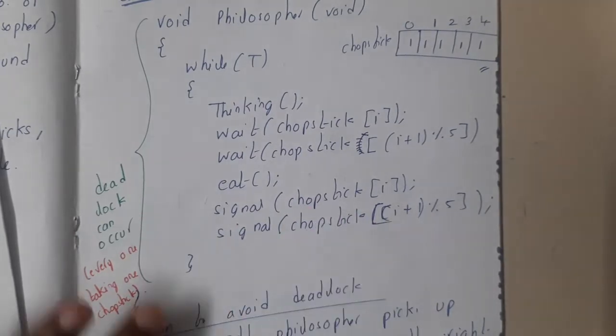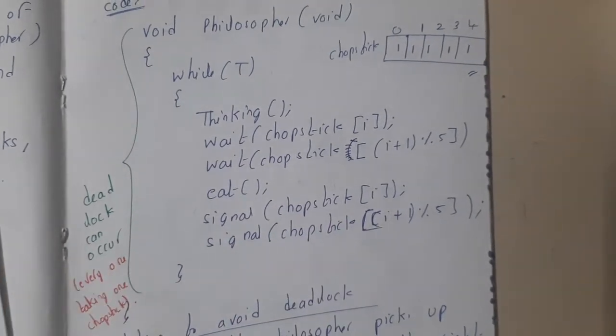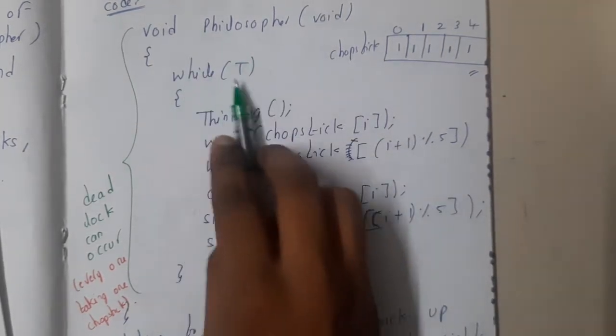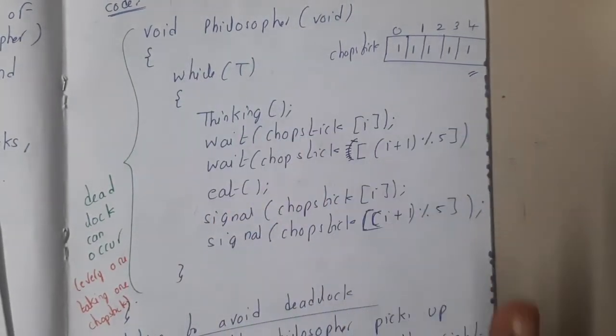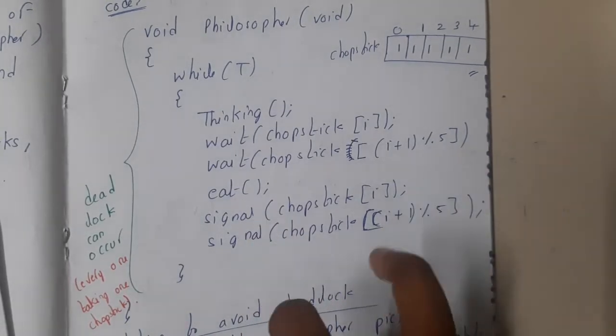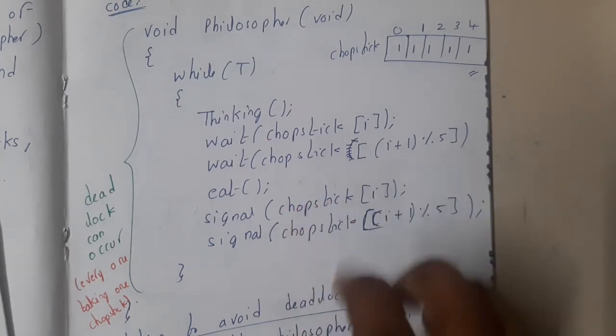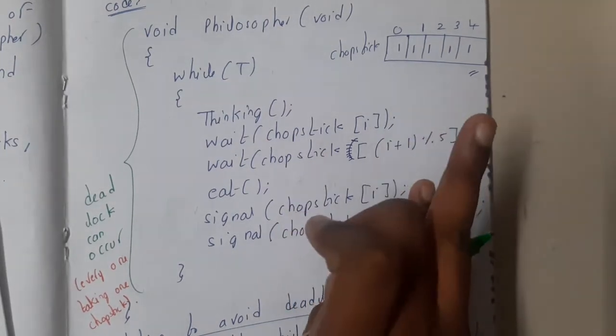But the problem with respect to this code is there could be a chance of deadlock, guys. That's the reason why I don't want to discuss it, but anyway, let us continue. So void philosopher. In the code there are totally 3 different states. They could be in thinking state, or eating state, or hungry. So the philosopher can be in thinking state, hungry state, and eating state.